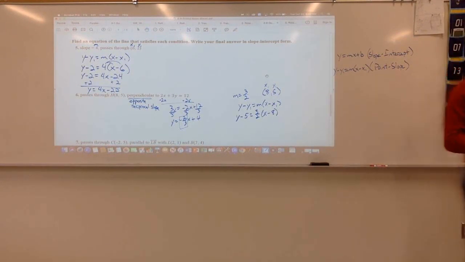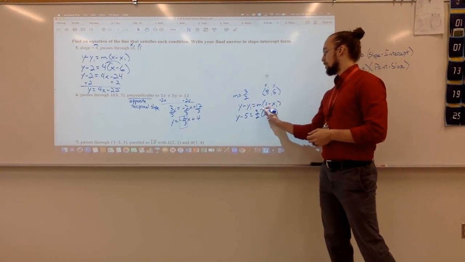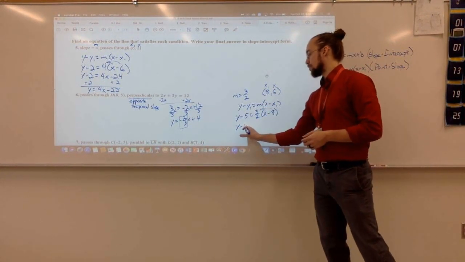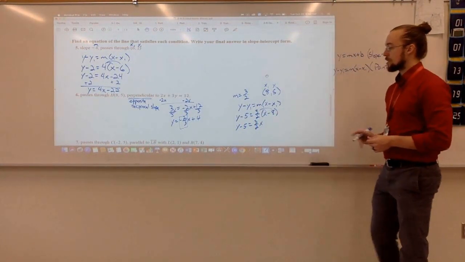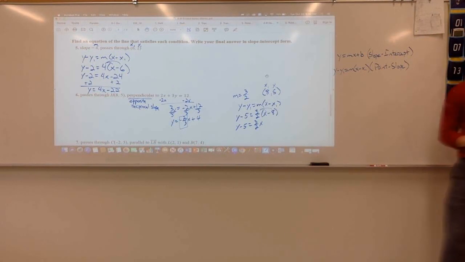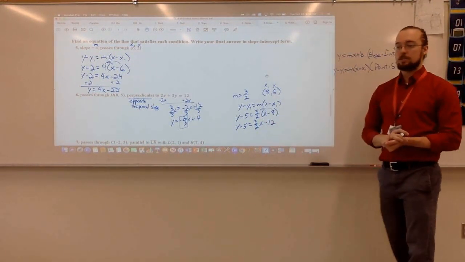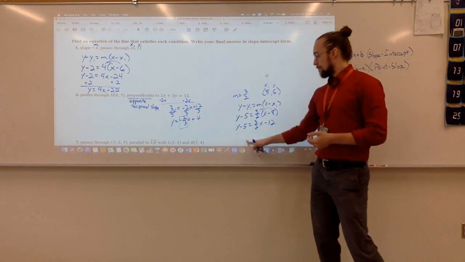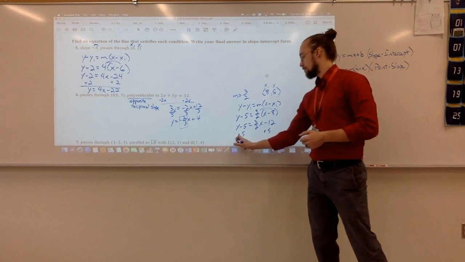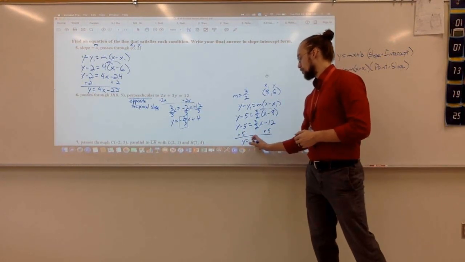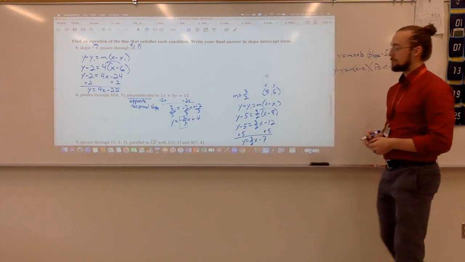And again, we want to solve this for y now. So I will distribute this 3 halves through the parentheses. So y minus 5 equals 3 halves x. What's 3 halves times negative 8? Negative 12. Okay, we can just do that in the calculator. Then the final step would be to add 5 over. We get y equals 3 halves x minus 7.